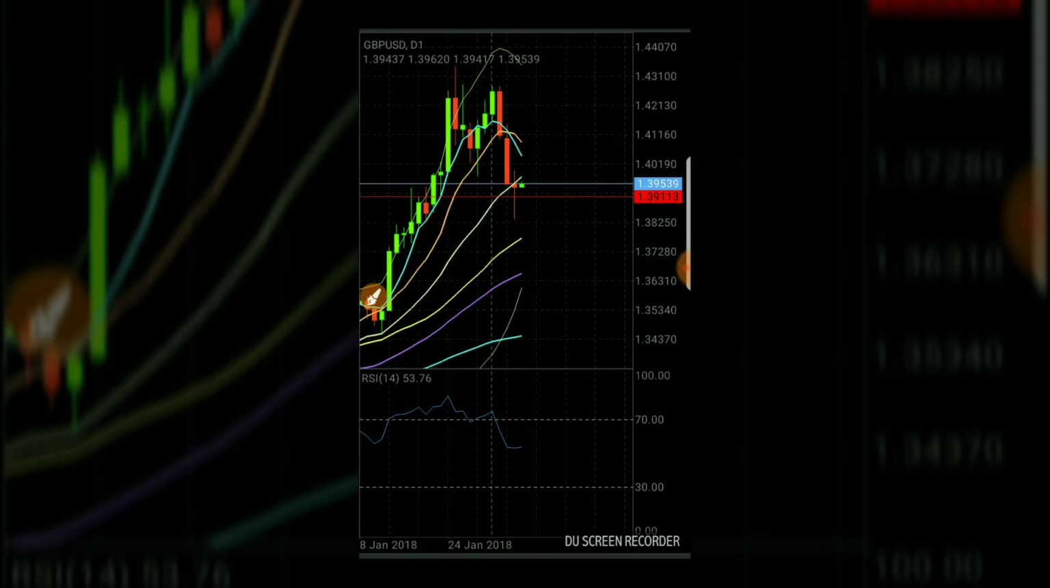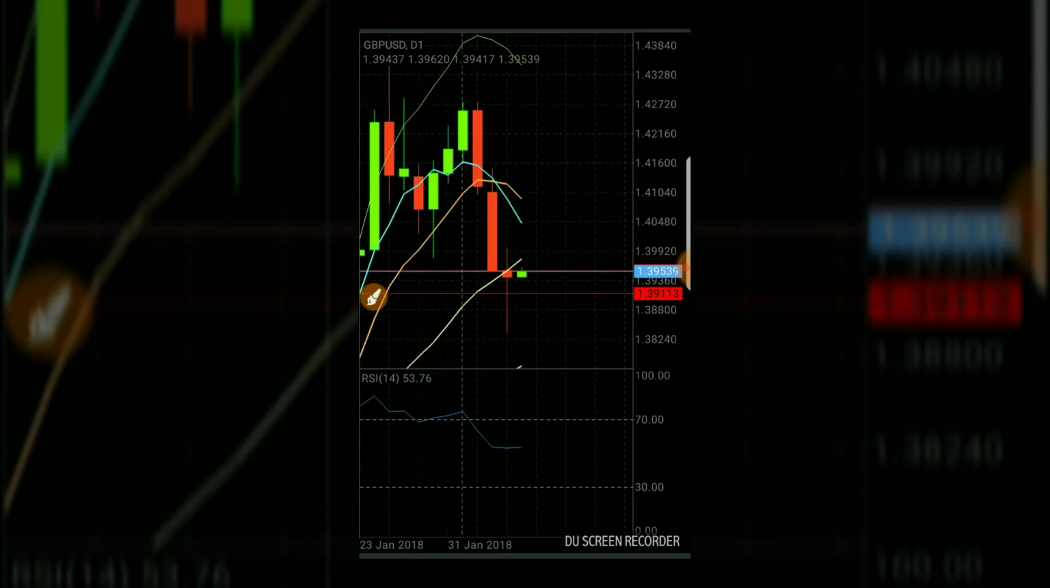Here's the day view. We've had, excuse me, the last 3 days have been straight down, and today, which started about 2.5 hours ago, we have a light green candle.